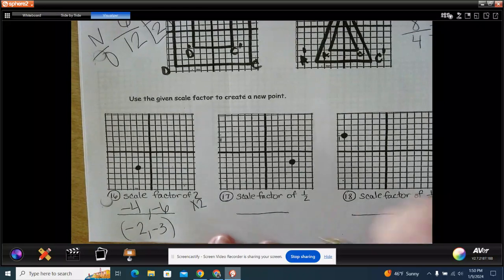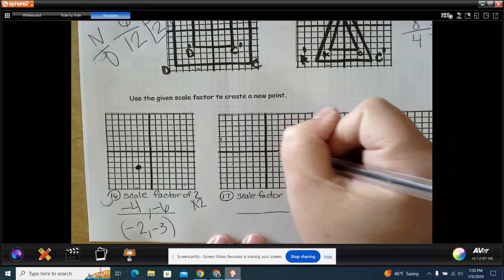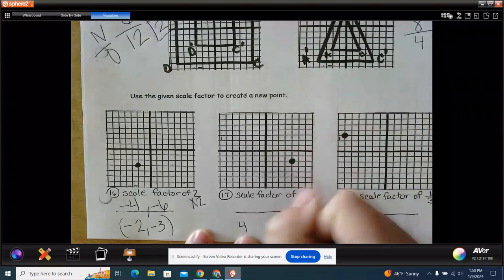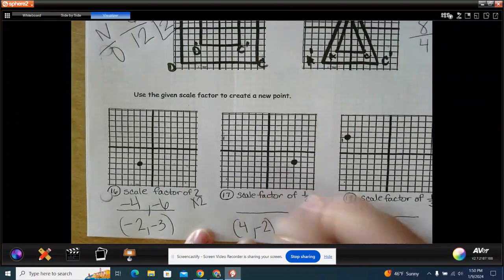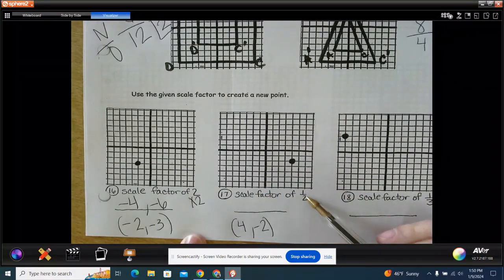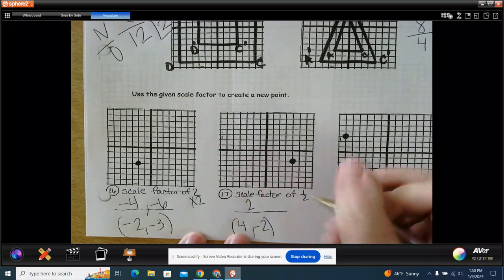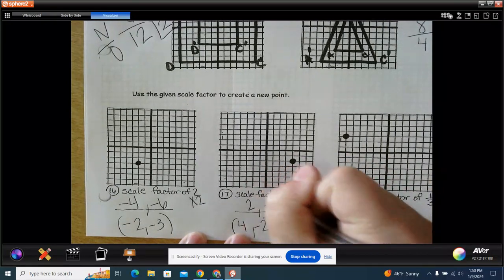Number 17, so find the points. We're at 1, 2, 3, 4, and down to -2. So it's (4, -2), and then we're going to multiply by 1/2. So 1/2 times 4 is 2, and 1/2 times -2 is -1.